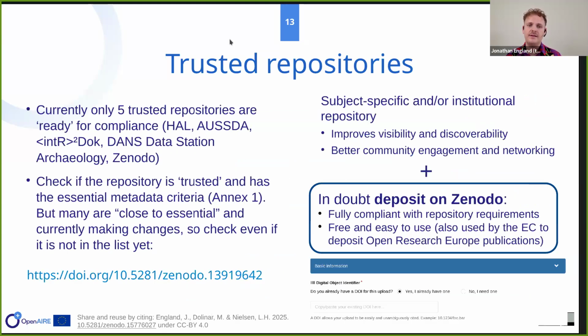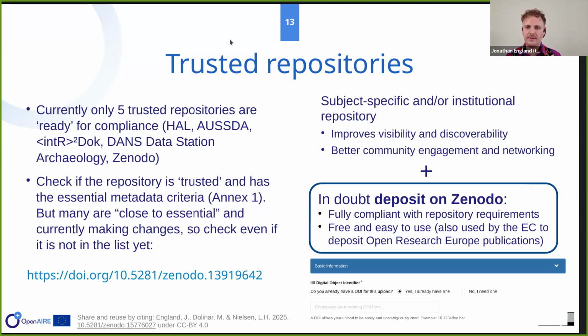Currently, there are only 5 trusted repositories that are what we call ready for compliance. There was a study made about this, and you can check in the future if your repository is compliant or not. I do apologize, this slide is actually a bit different from the one that I uploaded on Zenodo, because I realized after that I had forgotten to update the recommendations on what to do to be compliant.